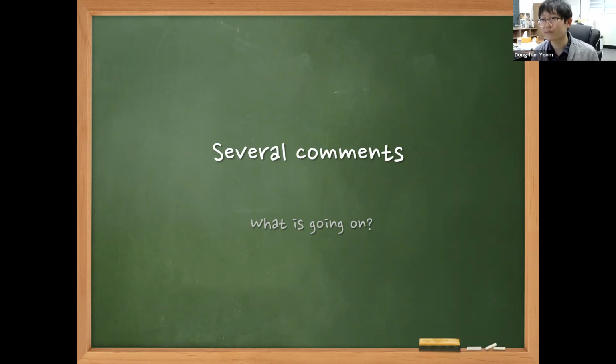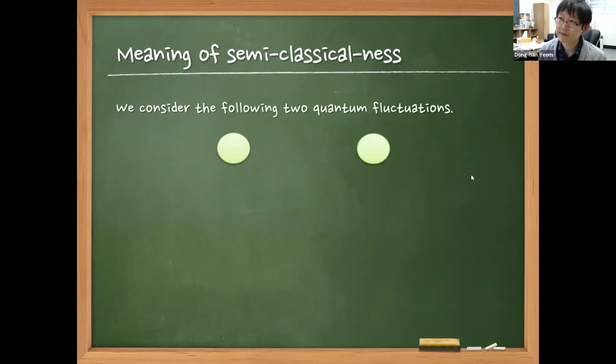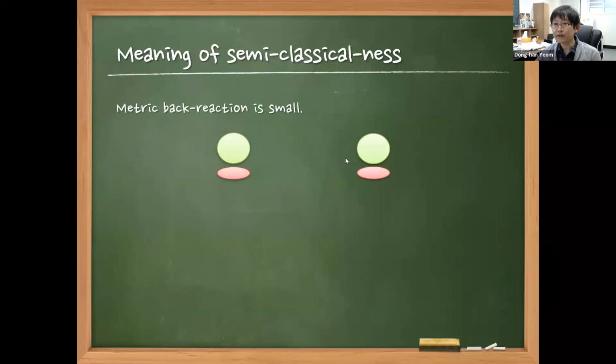I have several comments about the physics. What is going on in terms of semi-classical physics? What is the meaning of semi-classicalness? We consider the following 2 quantum fluctuations. The first quantum fluctuation is here, and the other is here, and indeed they are superposed. For each fluctuation, you will see a back reaction. This pink color is the metric back reaction.